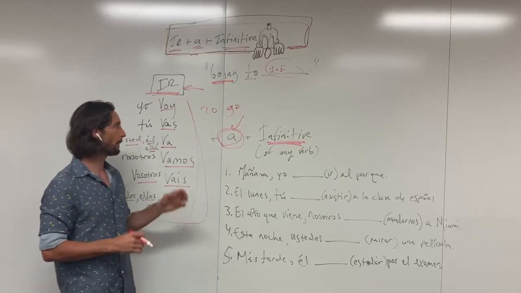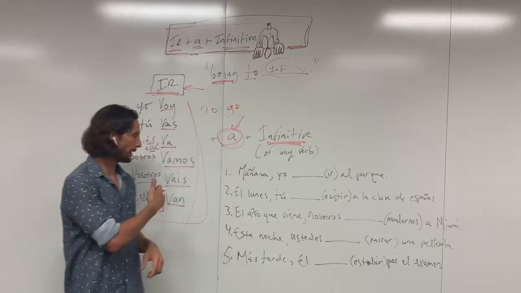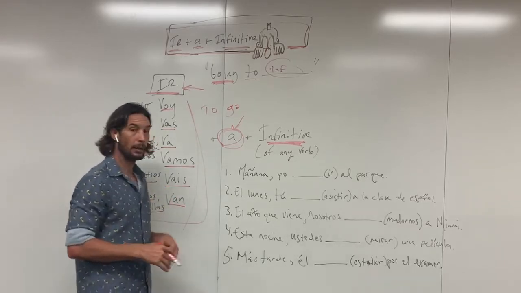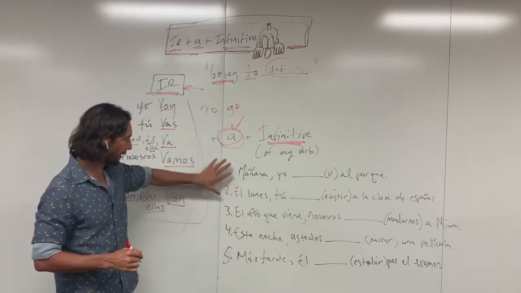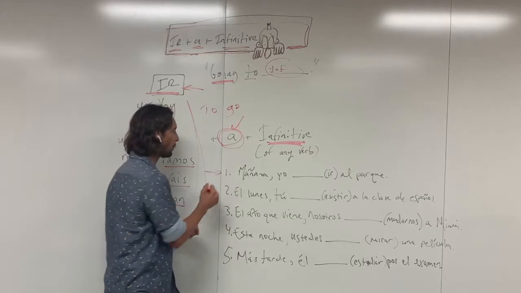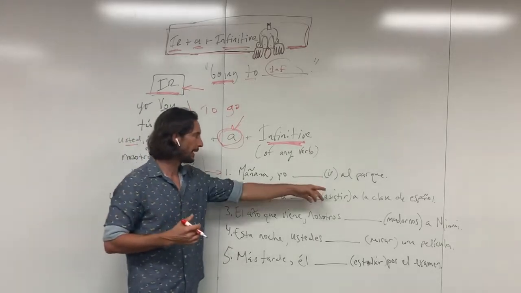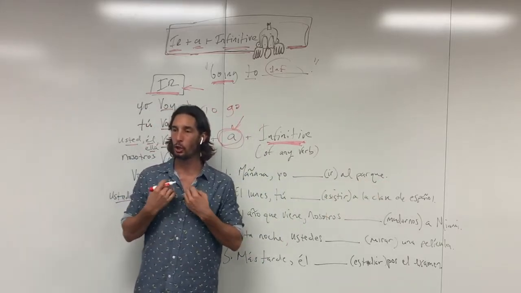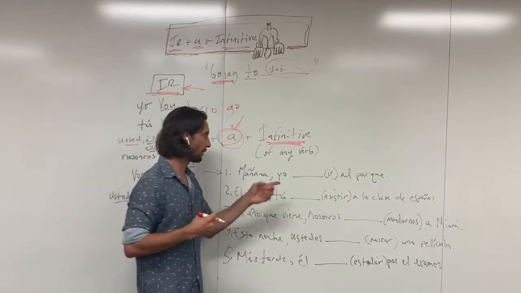And so again, it's a great way to allude to the future, and we'll take a look at these here, and I'll also translate them for you guys, so you'll get a sense of how it works. And so if you'll see here, we've got 5 examples. So number 1 is mañana yo, and then we're going to fill in the blank, al parque. And so what we want to say is mañana yo, I am going to go to the park. And so that's what we're going to fill in here.